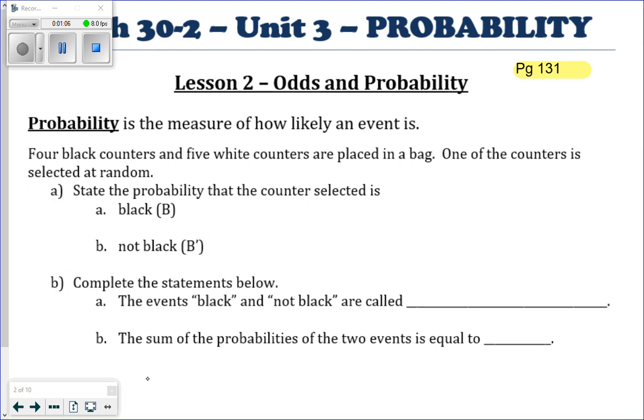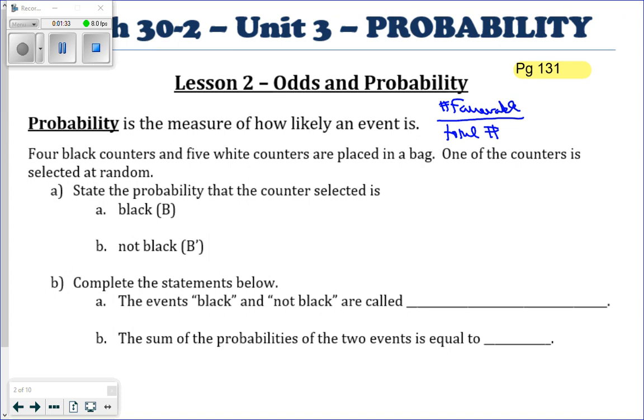Okay, so probabilities. This is what we did yesterday. Let's just do a quick review. Probability measures how likely an event is. So it's always your number of favorable outcomes over total number of outcomes. So it's always going to be a fraction between 0 and 1, or a percent between 0 and 100%.